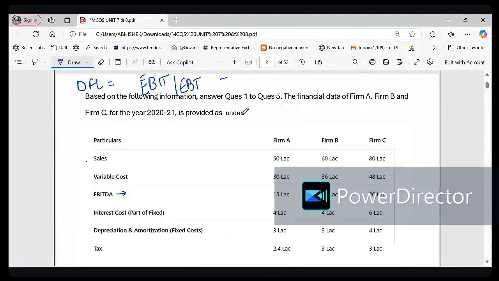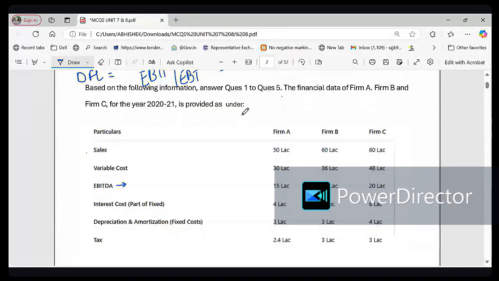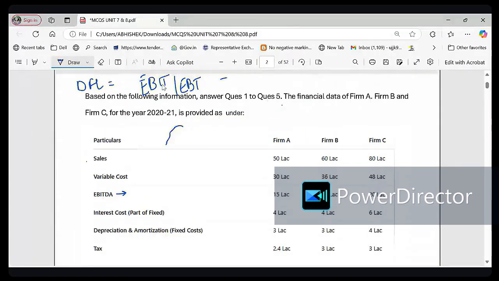So what I will do, I will draw a pie chart. This is a technique which you can use to easily calculate this EBIT and EBT. Let me explain. Suppose you draw a pie chart like this. Look at the data of the firm A. This is a technique which I use to solve such kind of problems, and if you use it also, it will be very easy to calculate EBIT and EBT.